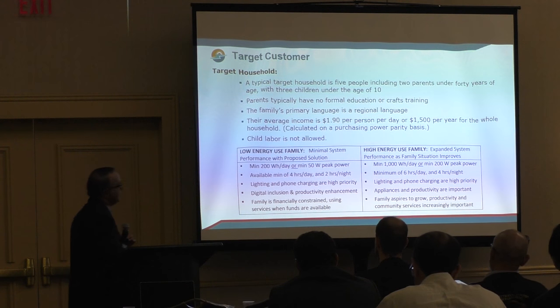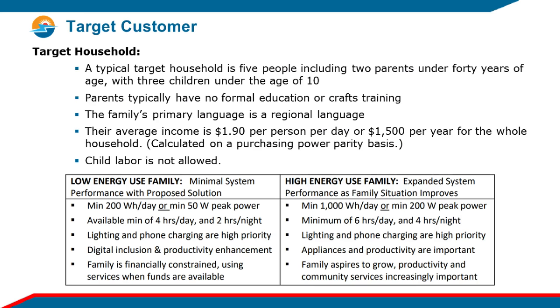And then here's the target household. Five people: two parents under 40 years of age, three young kids, no formal education, no craft training. This is typical, but if you can get them into a craft, certainly their ability to earn an income increases quite dramatically.